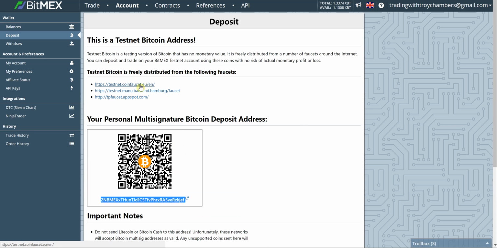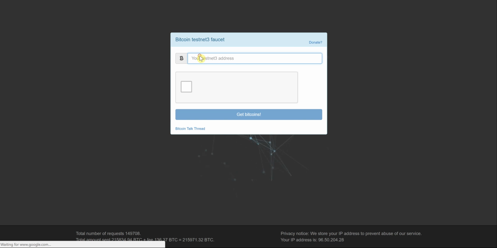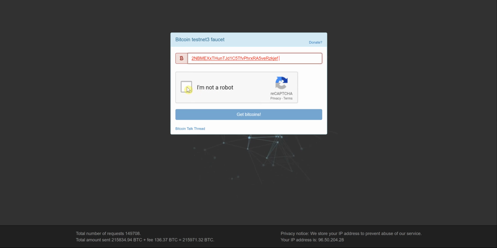Okay, and then scroll up to one of these icons here, these sites. I always just do the top one. And we wait for it to open up. Okay, paste your Bitcoin address there. Say you're not a robot. My internet seems to be lagging here. Anyways, once that's confirmed, you just press the get Bitcoins. That's all you do.